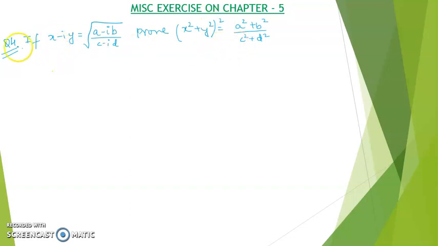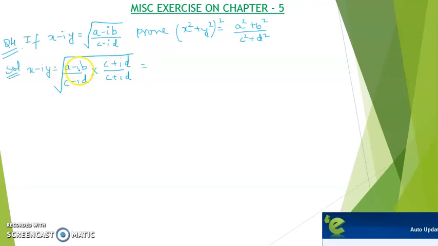Okay, so starting with what is given to us: x minus iy is equal to square root of (a minus ib) upon (c minus id). If I multiply and divide by the conjugate, so c plus id upon c plus id, I have explained conjugate in detail in a previous video, students, so now I'm not repeating, I'm doing it directly. Follow till here, students.